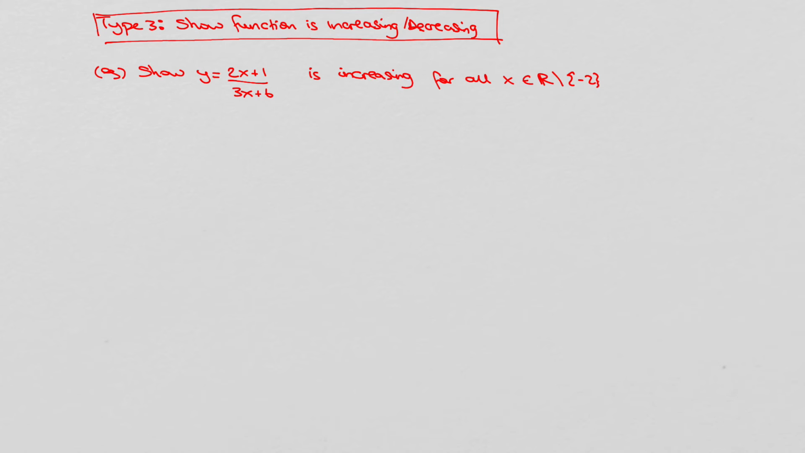So we can also be asked to show a function is increasing or decreasing. So in this case here, we have to show that the function y equals 2x plus 1 over 3x plus 6 is increasing for all values of x, an element of the reals, except minus 2. So just reading the fine print here, what this part means is that it is undefined when x equals minus 2.